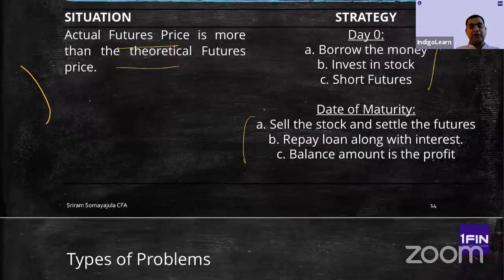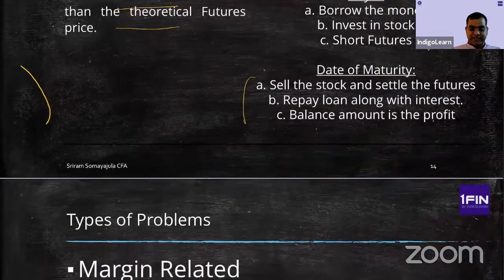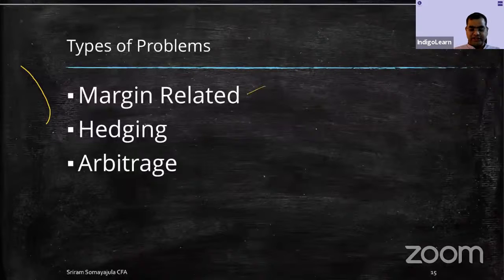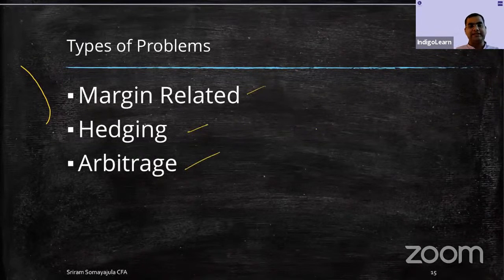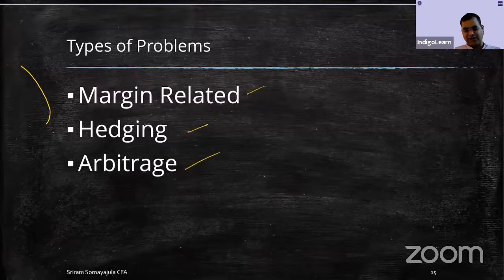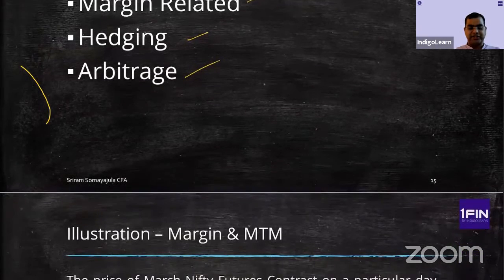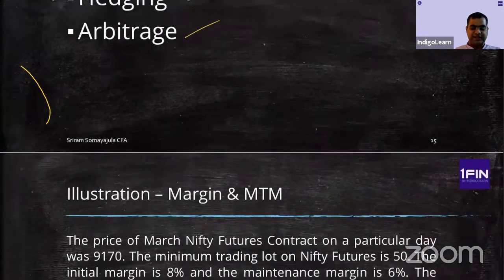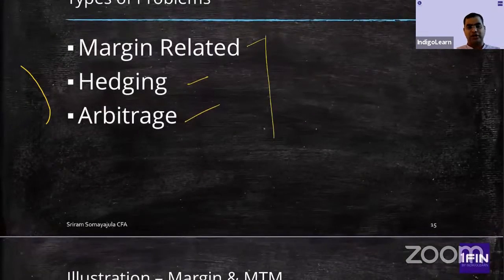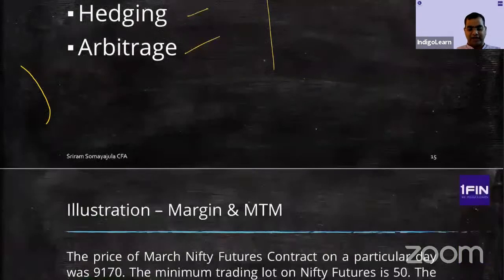Now, there are 3 types of problems that are typically asked in futures. Some are margin related, then there is something related to hedging, and then there is something related to arbitrage. We have discussed all 3 very briefly. Now we will solve the problems. You'll understand them superbly. Just pay attention to these 3 aspects, these 3 varieties of problems. You'll be able to solve these problems in the exam if you understand these concepts.